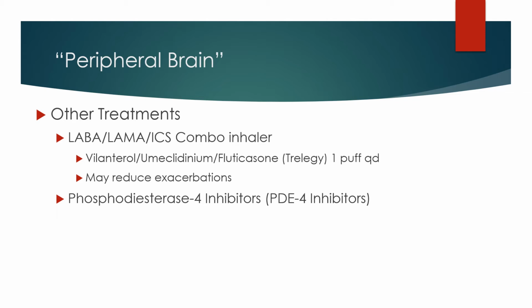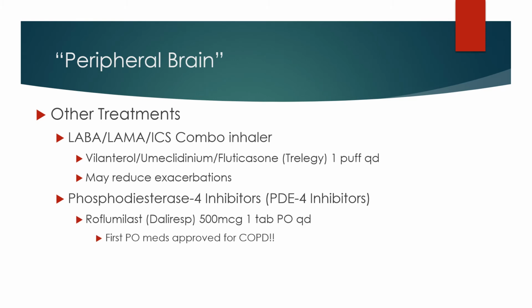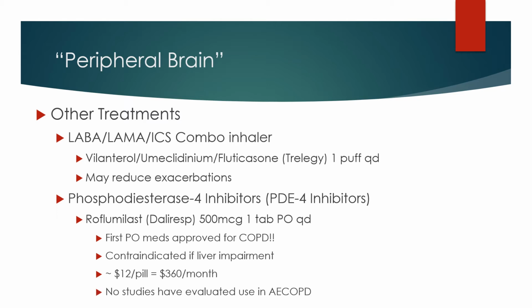Another drug commonly used is phosphodiesterase 4 inhibitors, or PDE4 inhibitors. This includes Daliresp. It's the first actual oral medication approved for COPD. It's contraindicated if the patient has liver disease. It's very expensive, about $360 per month. However, there have really been no studies evaluating its use for acute exacerbation of COPD. So it's primarily a chronic drug.